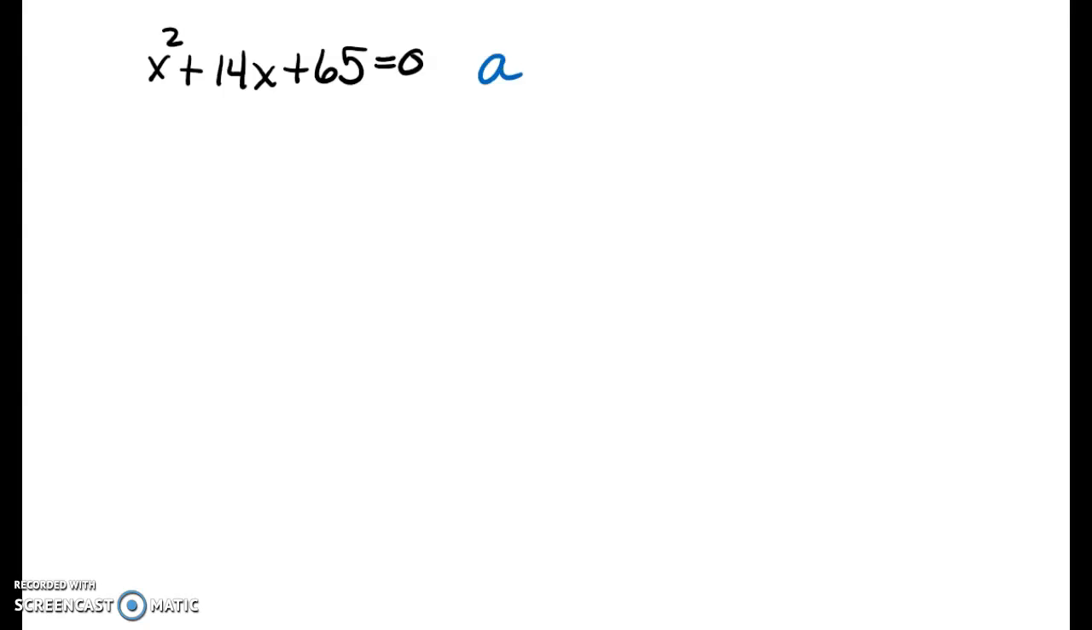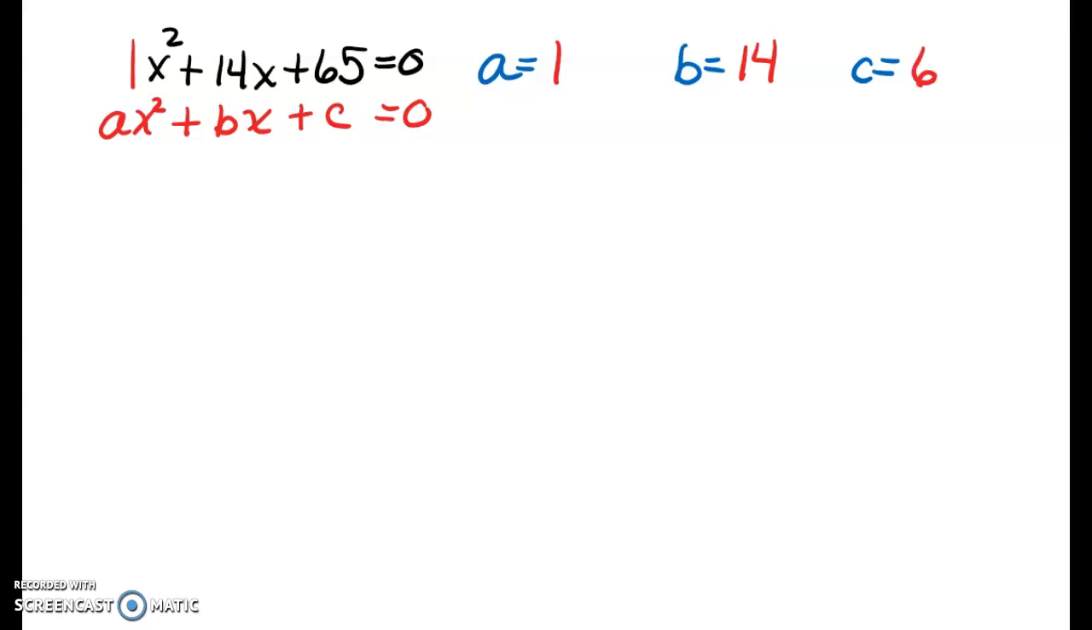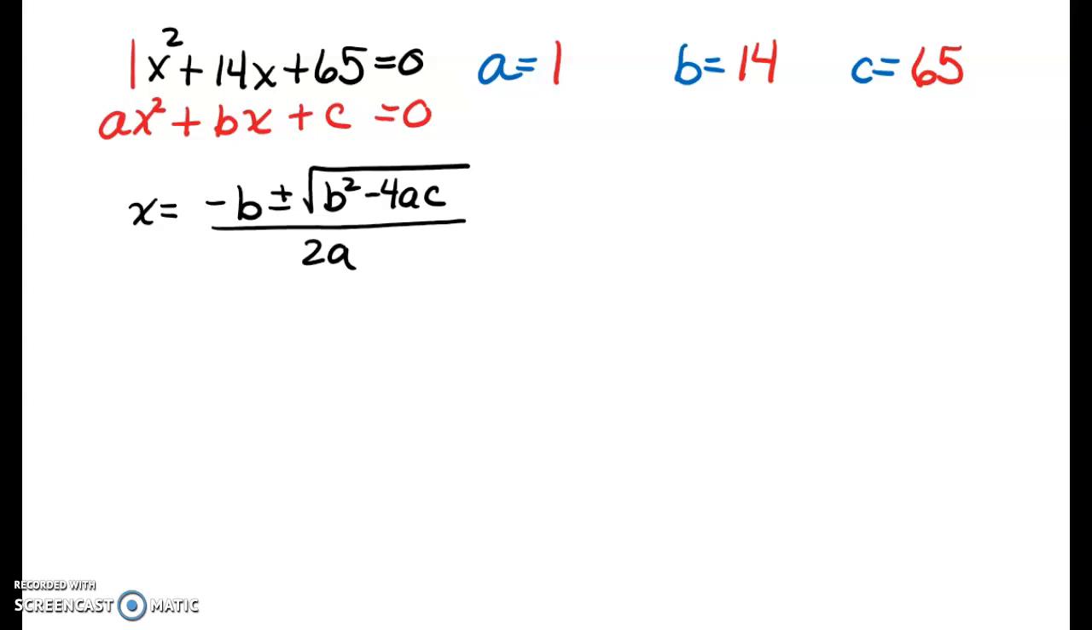We're going to start off again by finding our values of a, b, and c. And are we in the correct form? ax squared plus bx plus c equals 0. Yep, all of our terms are on one side. Again, our a value is 1, our b value is 14, and our c value is 65. And yes, a, b, and or c can be negative as well if you were thinking that. We're going to go ahead and plug those into our formula. Negative b plus or minus the square root of b squared minus 4ac all over 2a.